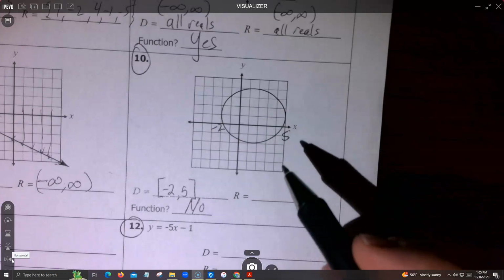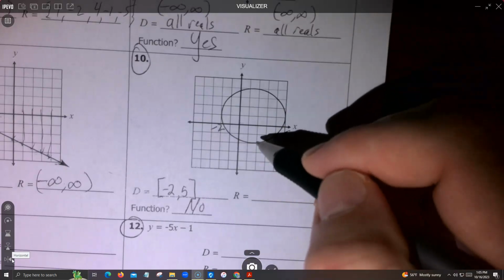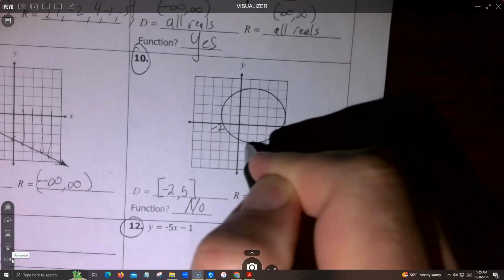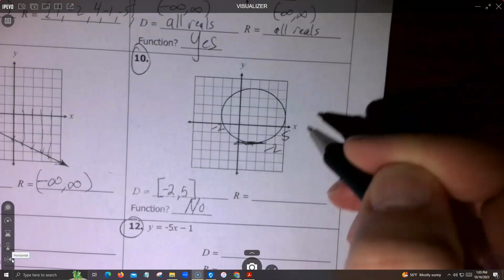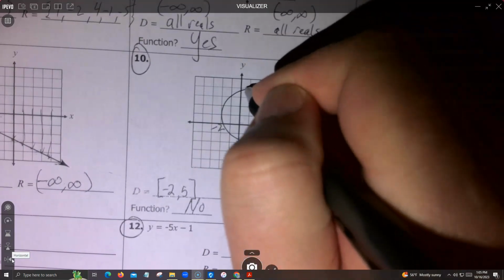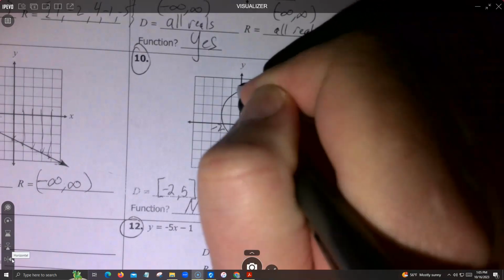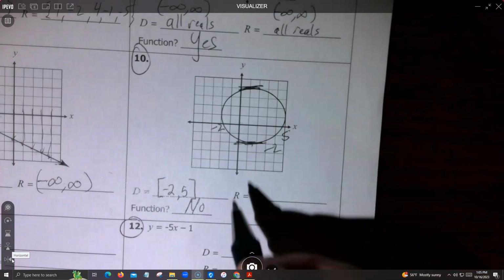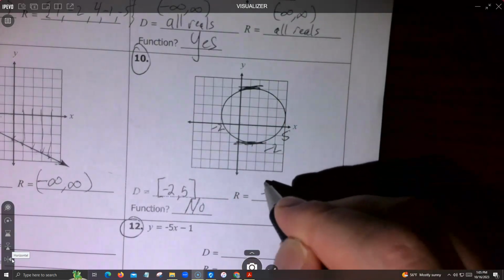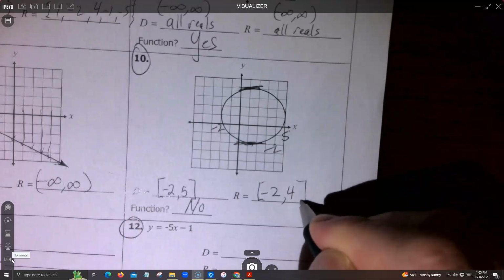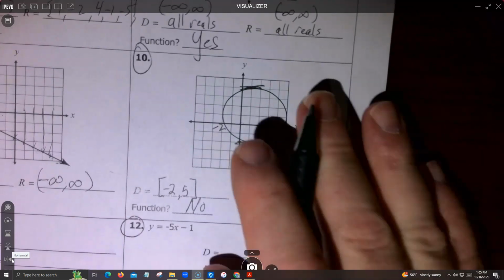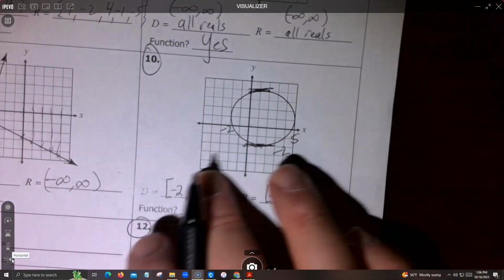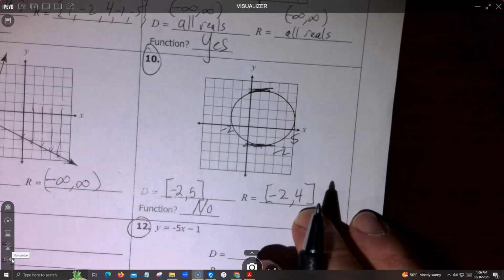Okay. Now y, on the other hand, can only go so low and so high. So right here, that's negative 2. And up here, where this circle hits, right there, that looks like 4. So that means y can go from negative 2 to 4. So again, when you can see the whole graph, meaning there are no arrows to extend it, you're not going to see any infinities in any of your answers.